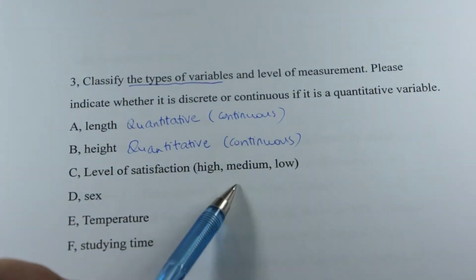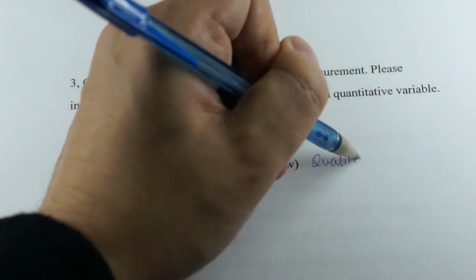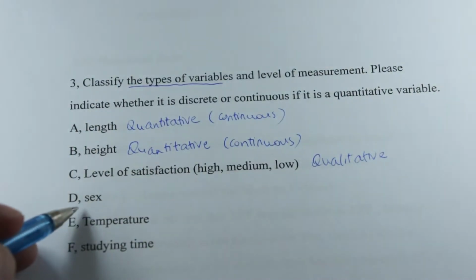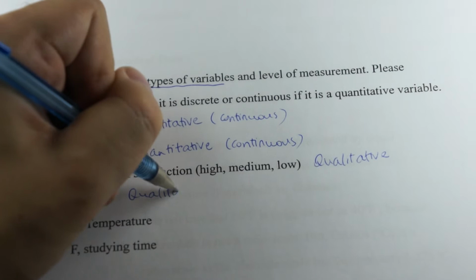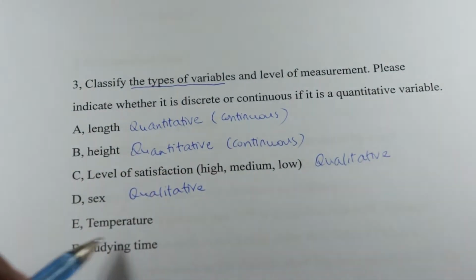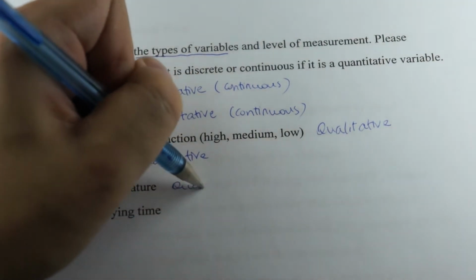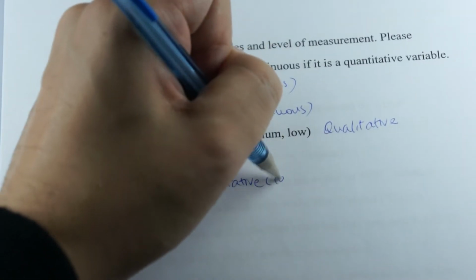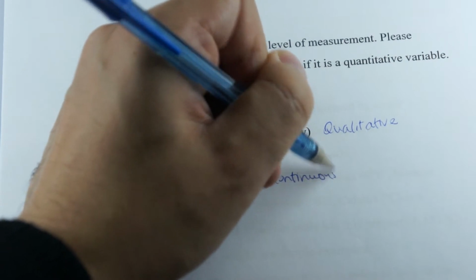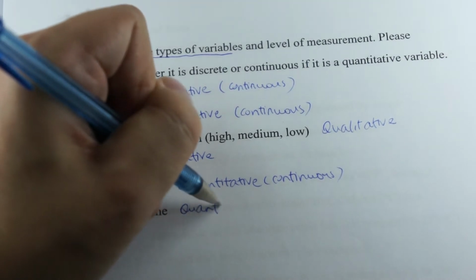Levels of satisfactions, because those are the English wording, so high, medium, low levels of satisfaction, which means that you will have qualitative. Sex, male and female, of course, is qualitative. And then temperatures, we can use numbers to describe, so that's why you can say quantitative. So make sure that spelling counts for the marks, so please spell it correctly. Studying time, of course, is quantitative and continuous.